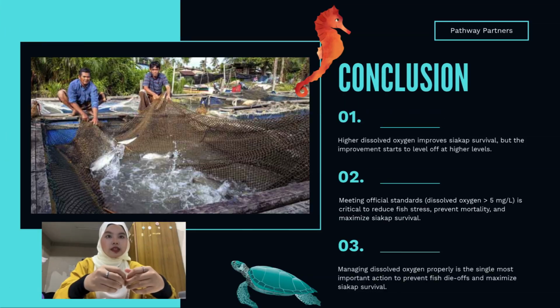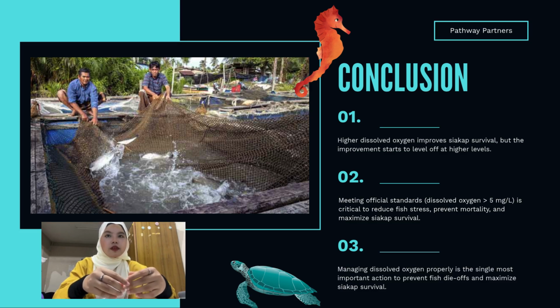Now let's move to the conclusion. First, higher dissolved oxygen improves sea carp survival, but the improvement starts to level off at higher levels. So what does this actually mean for the fish? Simply put, more oxygen means better survival, but there is a catch. The quadratic model shows a slight curve because of that negative coefficient. This tells us that adding oxygen helps a lot at first, but after a certain point, the benefits start to slow down and level off.